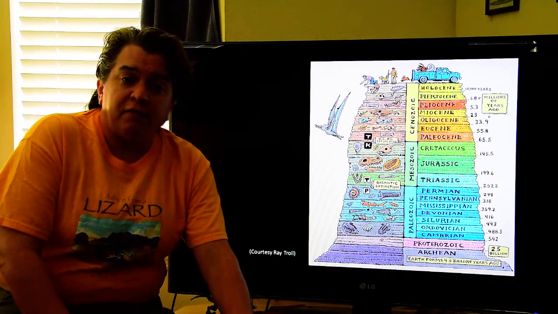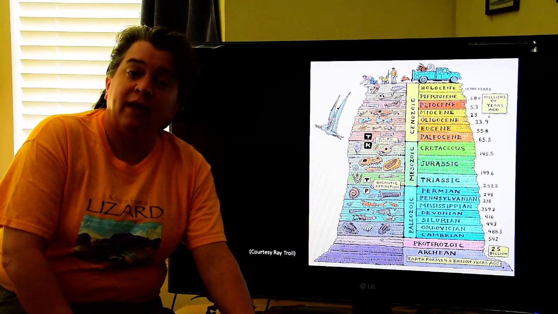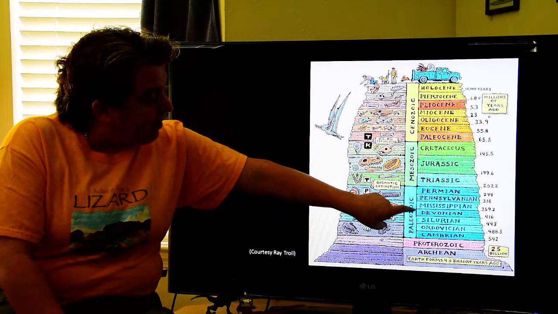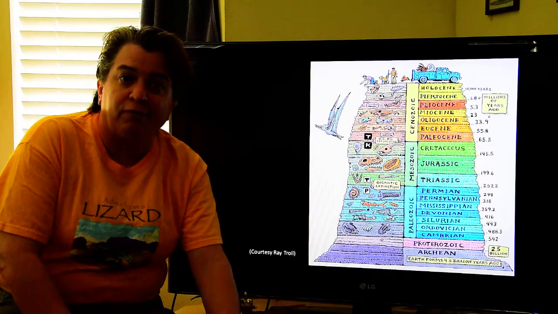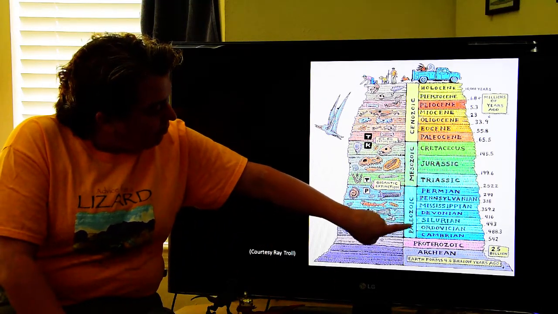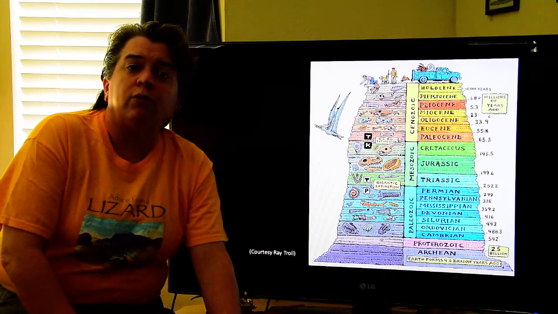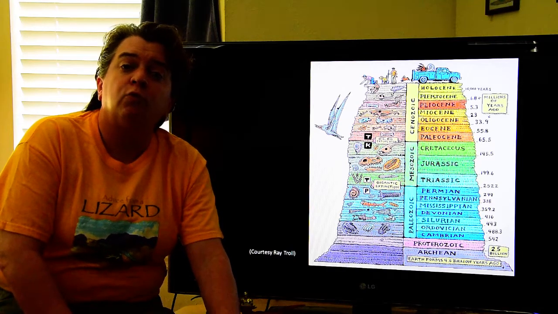And in many cases, the names come from places on Earth. Some of those are obvious. You'll see Pennsylvanian and Mississippian. Those are two different U.S. states. But you'll also see things like Cambrian. Well, Cambria was the old Roman name for the Kingdom of Wales.